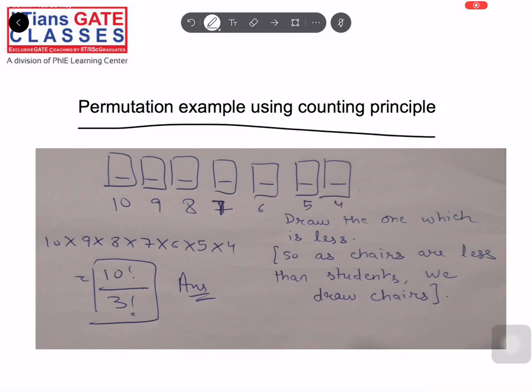What I'll do is I'll have the choices. So for first chair, now I have all 10 students who can occupy first chair. So for first chair, my choices will be 10. Similarly, for second chair, my choices will be 9. Similarly, for third chair, my choices will be 8, and so on. So for the last chair, I have 4 students as choice.